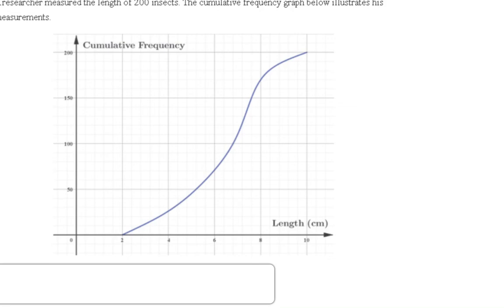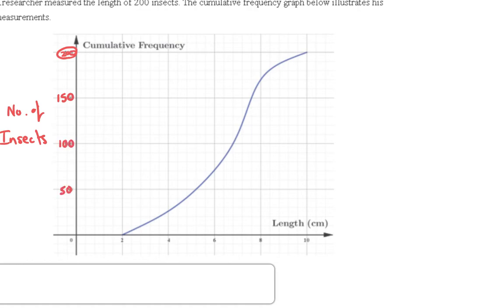So this is called a cumulative frequency graph, and if you read the question, the cumulative frequency below illustrates the measurement. On the left here we have the number of insects, and you know that because it tells you in the question there's 200, and 200 is right there. This is 150, this is 100, and this is 50.